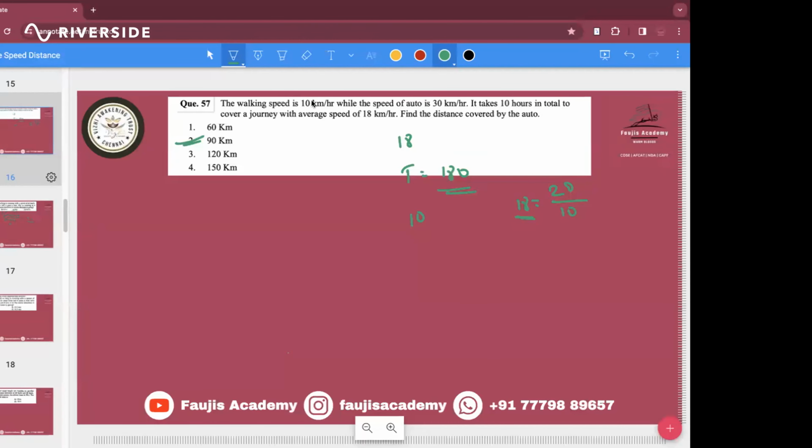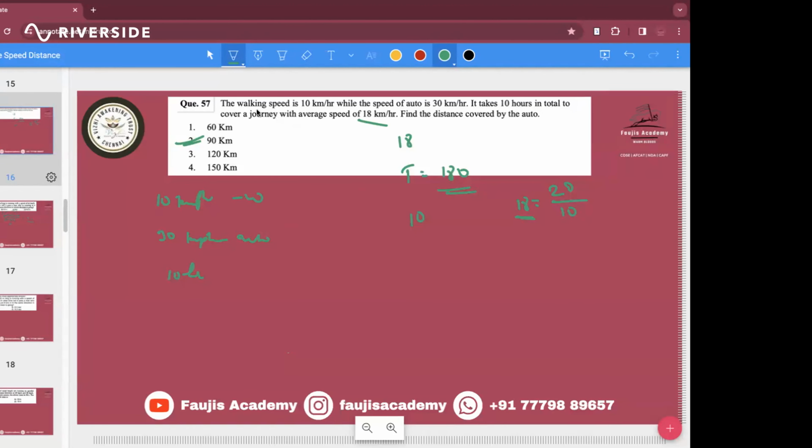Okay. So there's one more method. Okay, it's not a method. You'll have to just look at it more carefully. And I don't know how many of you, 7 of you are there in the class. Okay, so 10 kmph is the walking speed, and 30 kmph is the auto speed. 10 hours in total they took. Find the distance traveled by auto.